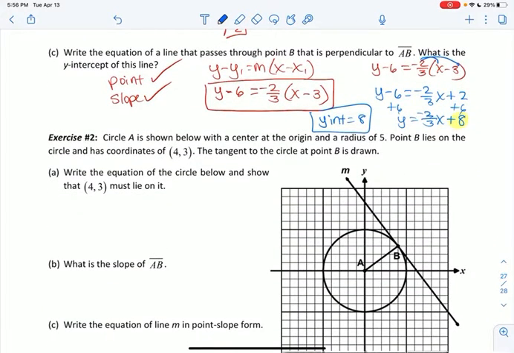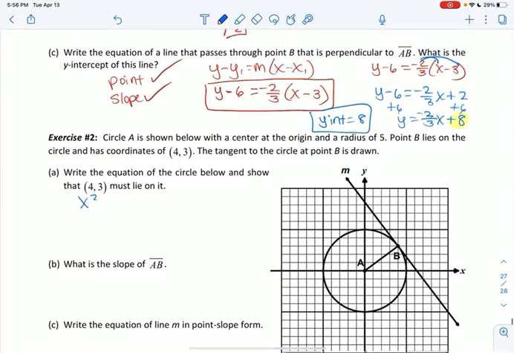Now let's apply this to circles. In circle A, shown below, with the center at the origin and a radius of 5, point B lies on the circle and has coordinates of 4, 3. The tangent to the circle at point B is drawn. Write an equation of the circle below and show that 4, 3 must lie on it.